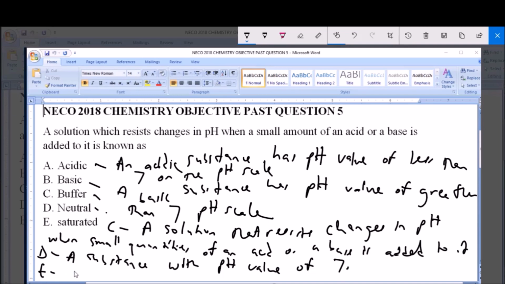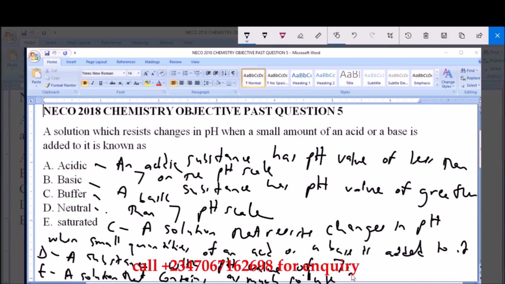And lastly, option E, a saturated substance or a saturated solution is a solution that contains as much solute as can be dissolved by the solvent. So these are the definitions of the 5 options given to us.